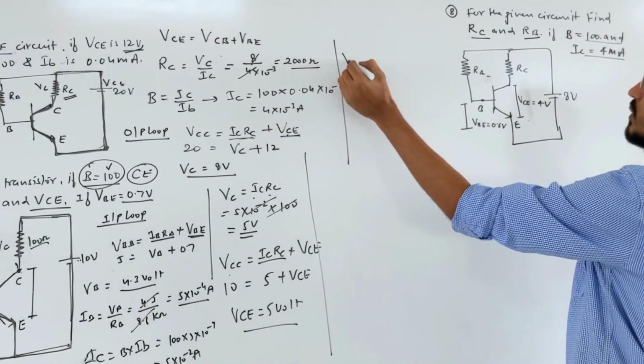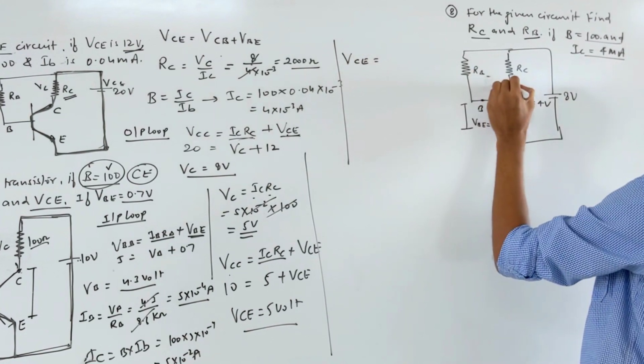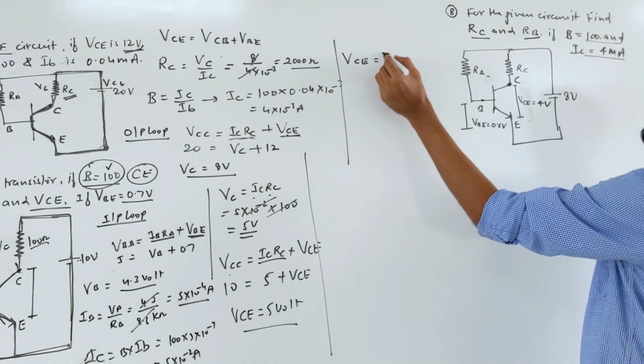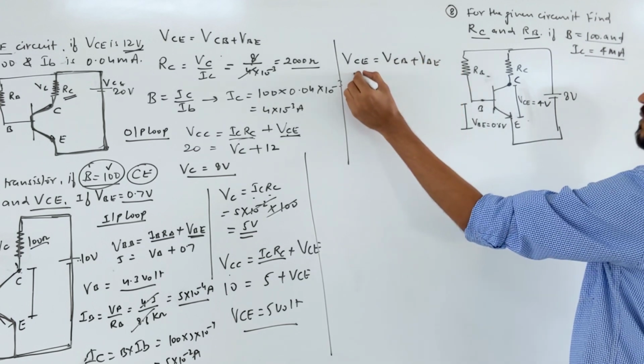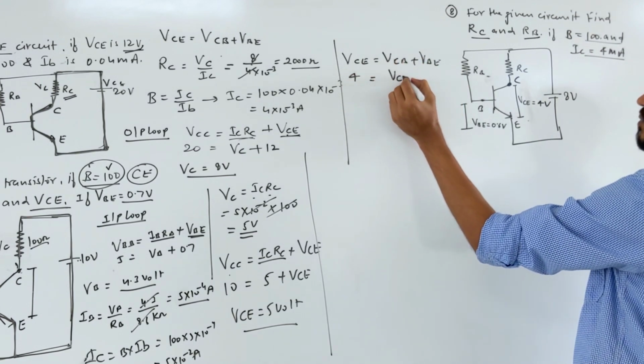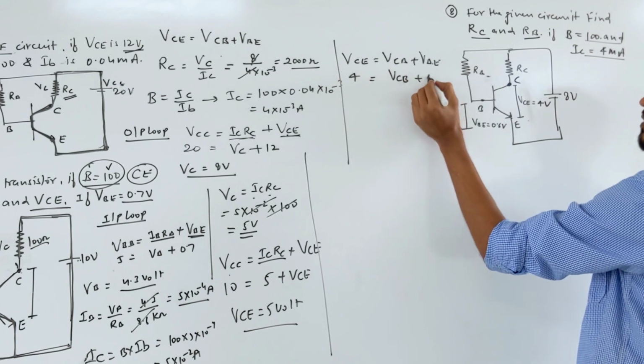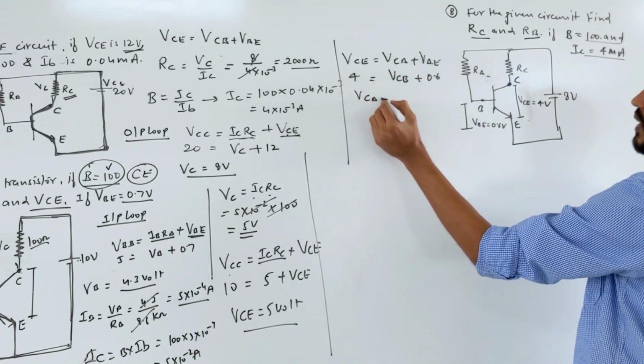Look what you can do. VCE, the voltage from C to E, is equal to V C to B and B to E. This voltage is given as 4 volt, V C to B we don't know, this is given as 0.6, so V C to B becomes what?